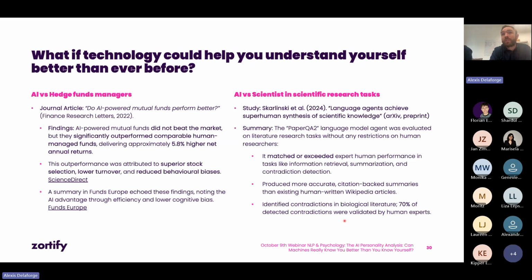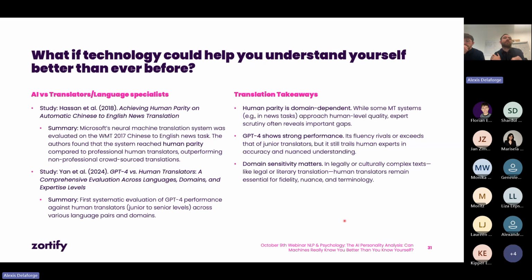And even more on science subjects. AI is better than scientists on some subjects. For example, summarization, contradiction detection, information retrieval in scientific articles, Wikipedia article writing, etc. All of those things show that AI will surpass humans in everything, but I have a little counter-example.